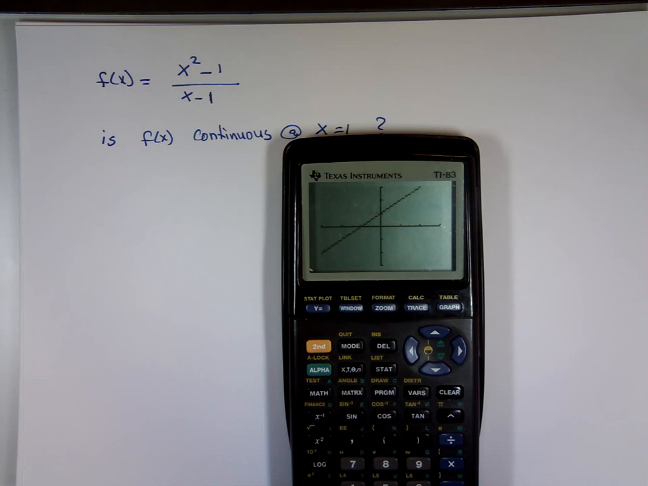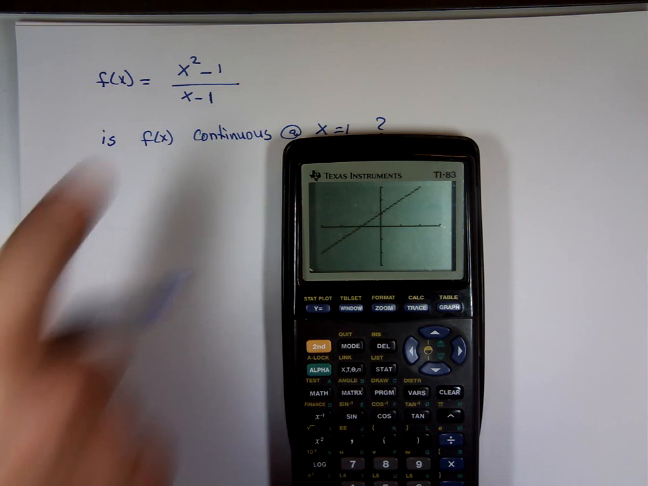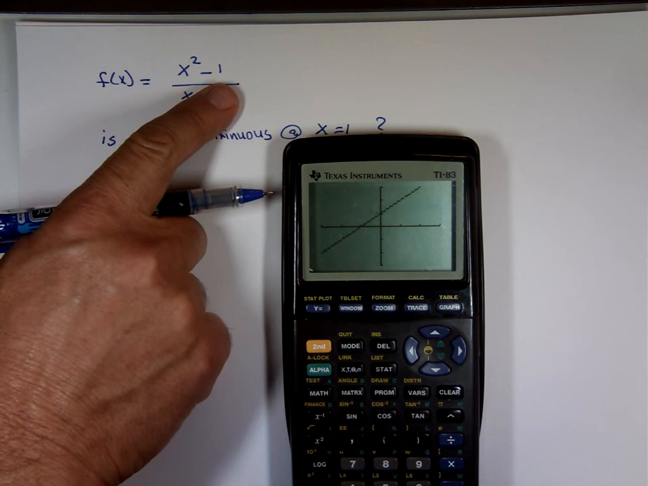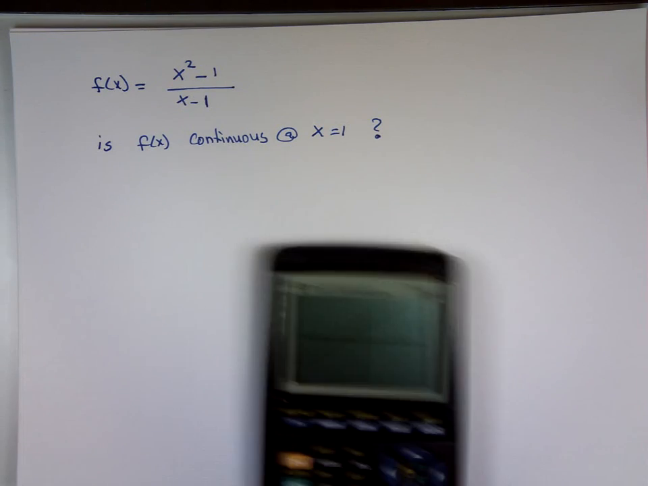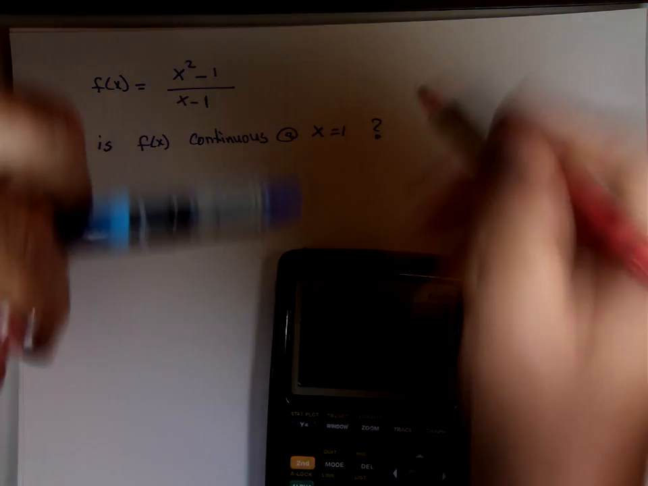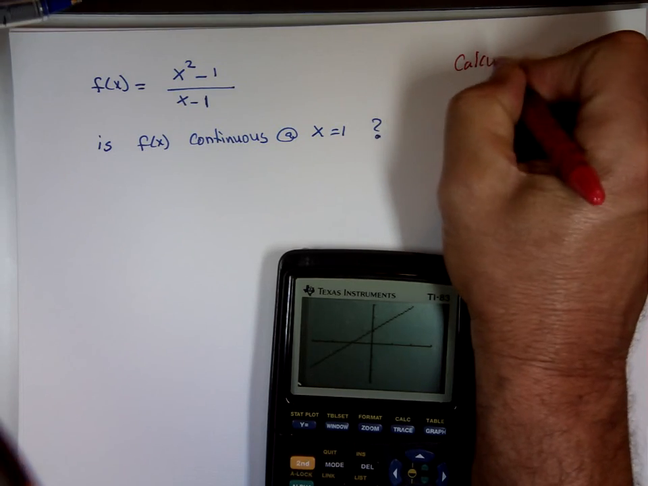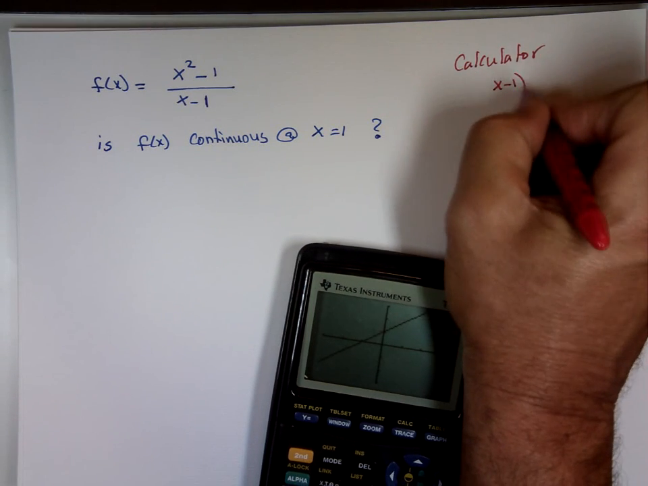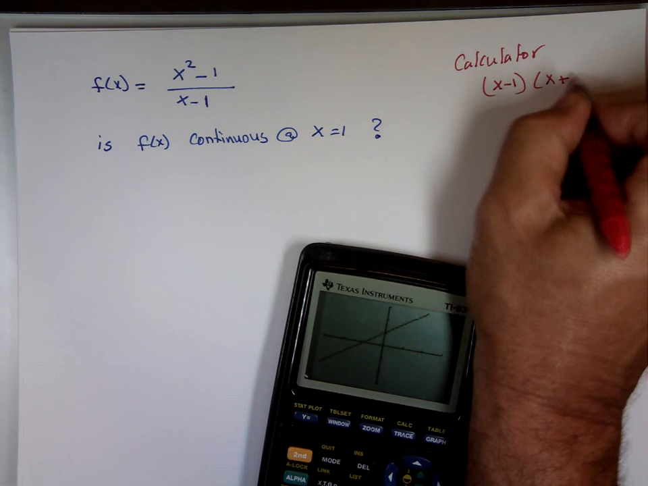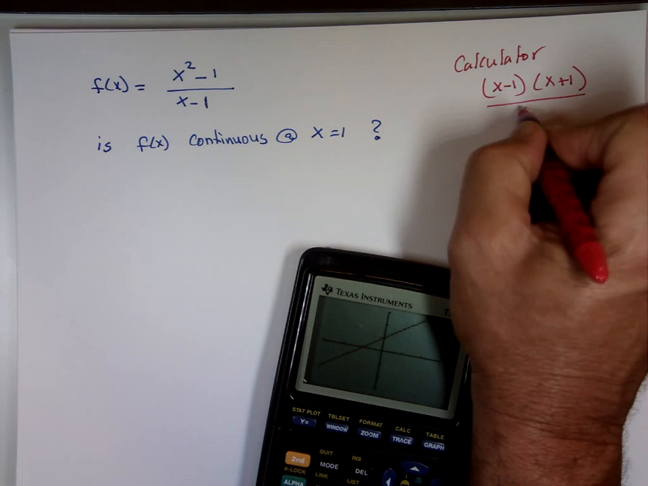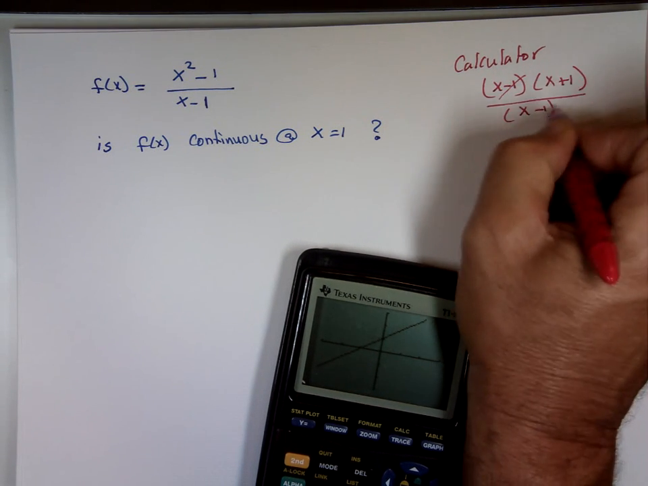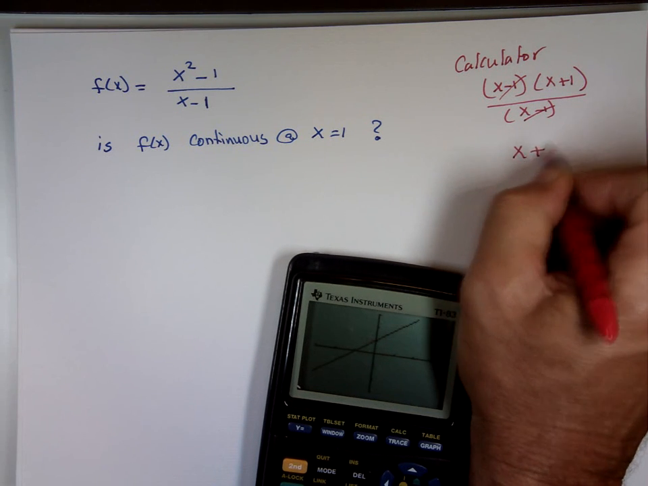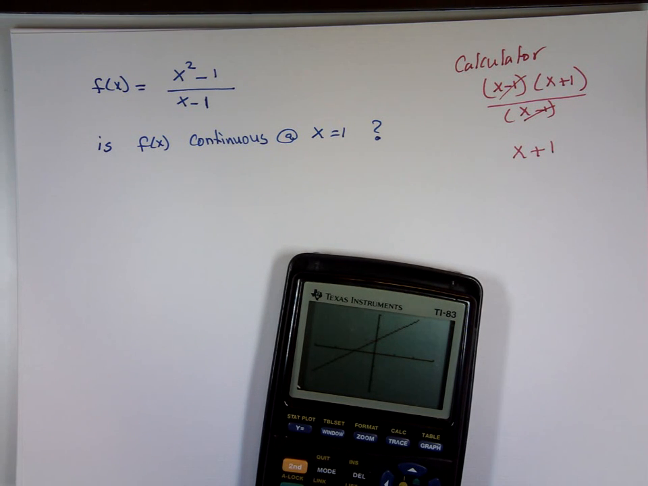So let me factor and simplify. Well, if you factor the top, you're going to have what? x minus 1 times x plus 1 divided by x minus 1. So what the calculator does, here's the calculator. It factors that as x minus 1 times x plus 1 divided by x minus 1, and when you simplify it, what's going to happen? It's going to graph x plus 1, and x plus 1 has no holes in its straight line. So it shows the function as continuous.